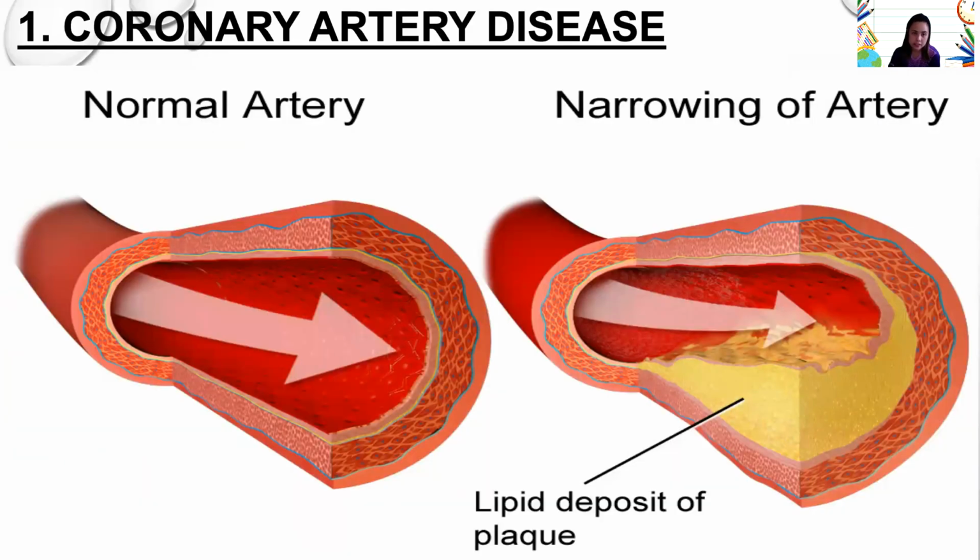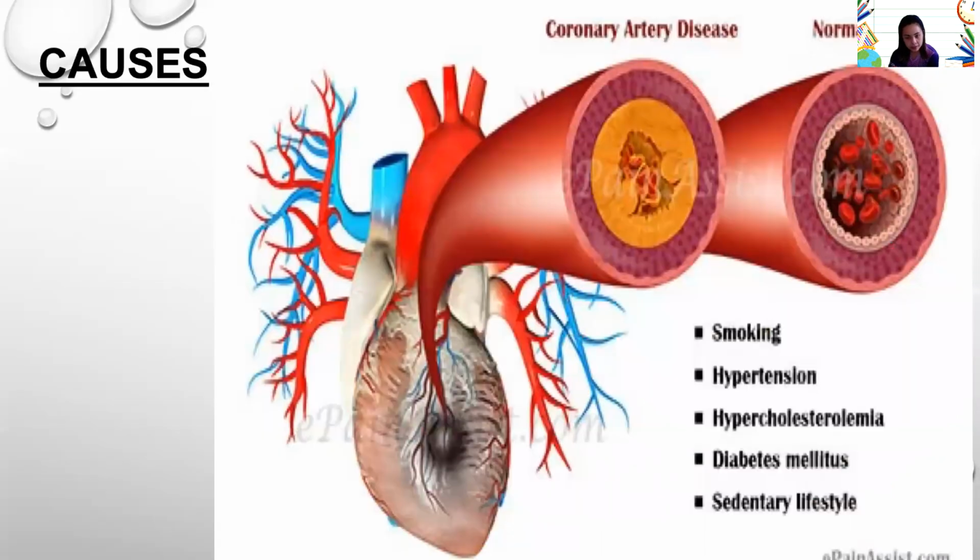Cardiac disease. So first one is coronary artery disease. So this is our normal artery, okay? And this is the narrowed artery. Pag sinabi mong coronary artery disease, okay, nagkakaroon ng lipid deposit of plaque sa gilid hanggang lumiit na yung daanan ng blood. Okay? So pag lumiit na yung daanan ng blood, pwede ka magkaroon ng hypertension or any other diseases like stroke, heart attack. So yun na yung mag-i-start.